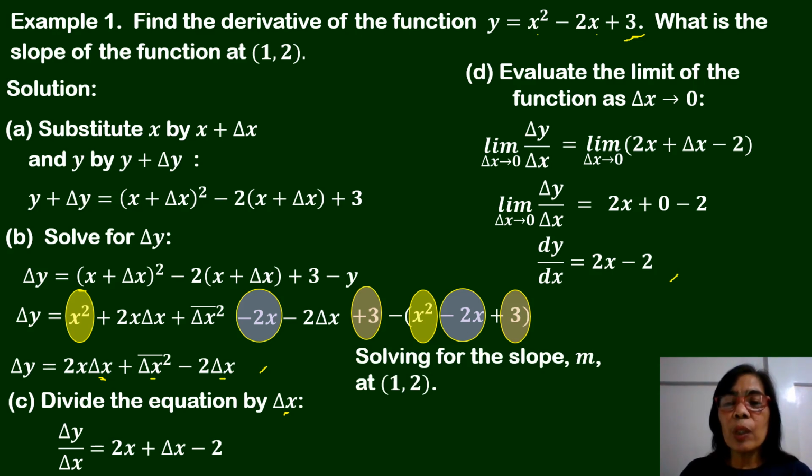So that the slope of the function at 1, 2 will now be equal to, slope is represented by m. m is equal to the derivative of y with respect to x, which is equal to 2 times x, which is 1, minus 2. So from this point, x is 1. So we substitute. That means the slope of the function at 1, 2 is equal to 0. This value of slope, which is equal to 0, will give us an idea that the line tangent to this function at 1, 2 is a horizontal line.